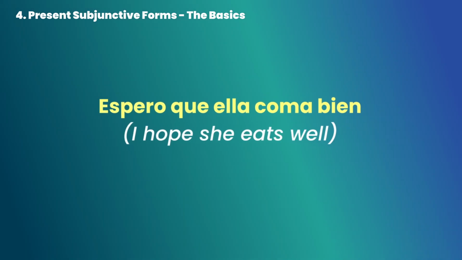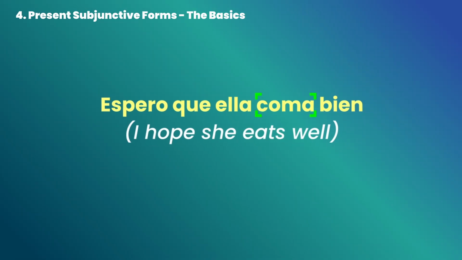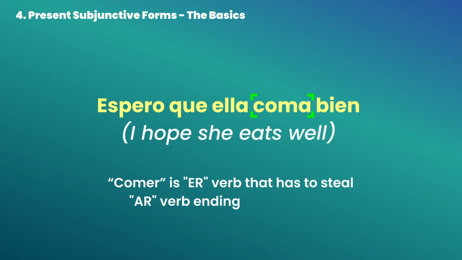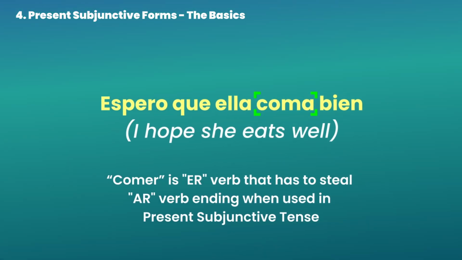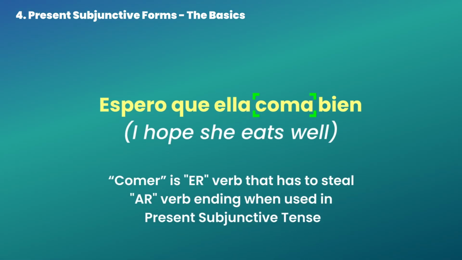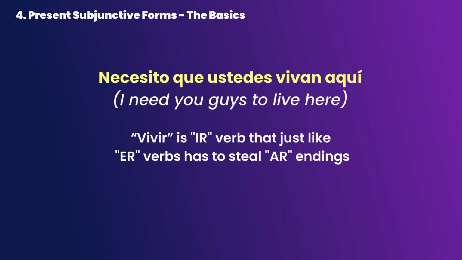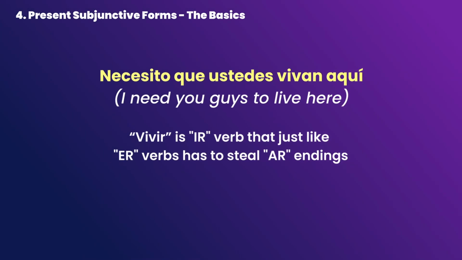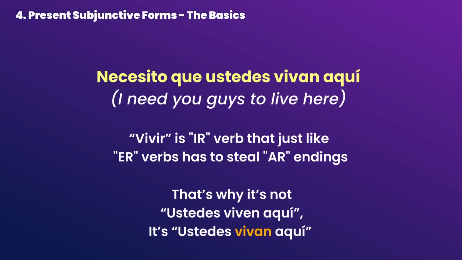You see how the verb comer would usually be come in present indicative form. You know that coma with an A at the end looks weird, but now you can explain why it looks weird. Comer is an ER verb that has to steal AR verb endings when used in the present subjunctive tense. The last example. Necesito que ustedes vivan aquí. Vivir is an IR verb that, just like ER verbs, has to steal AR verb endings. That's why it's not ustedes viven aquí, it's ustedes vivan aquí.